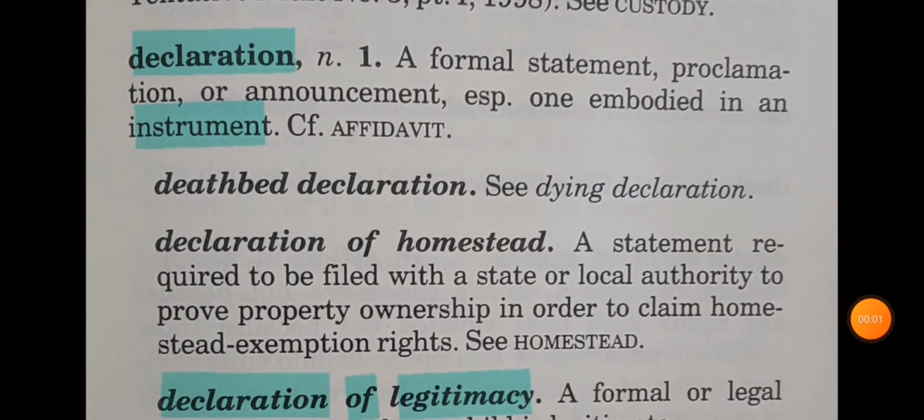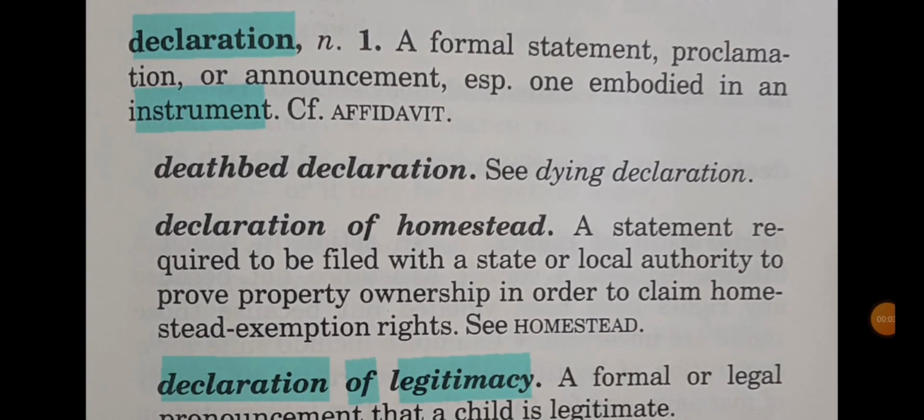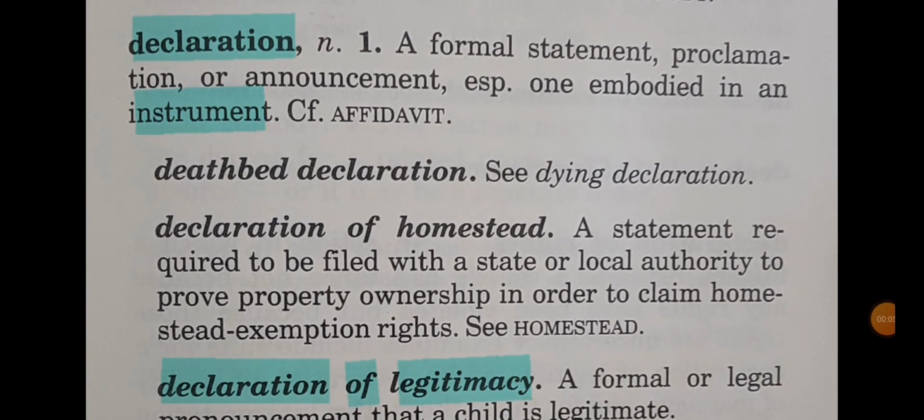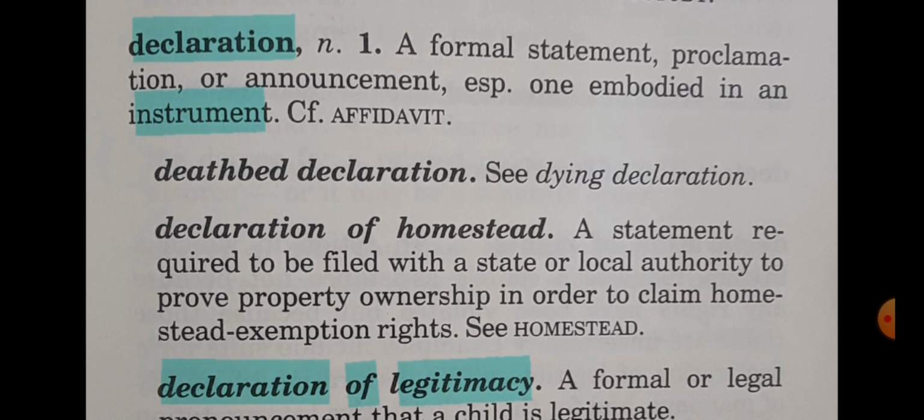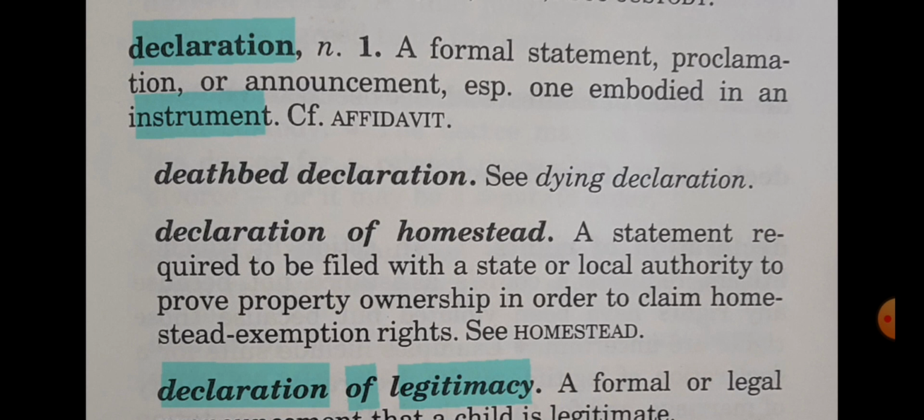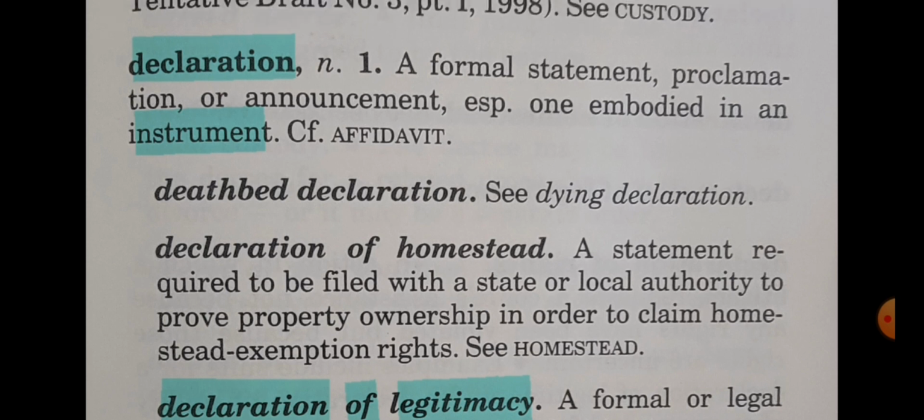Okay, so now let's pick this up at the top, highlighted area where it states declaration. And it reads, a formal statement, proclamation, or announcement, especially one embodied in an instrument. So now, guys, there are two forms of declarations, okay? You can simply speak your declaration out loud, okay? But your declaration becomes more powerful when you write it down in the form of an instrument. That's why it says after that, see affidavit. Why? Because affidavit is another form of a declaration that can be placed as an instrument, okay?